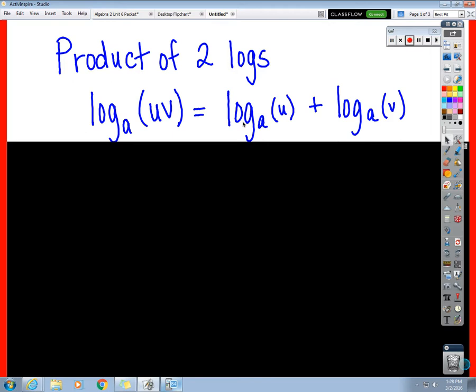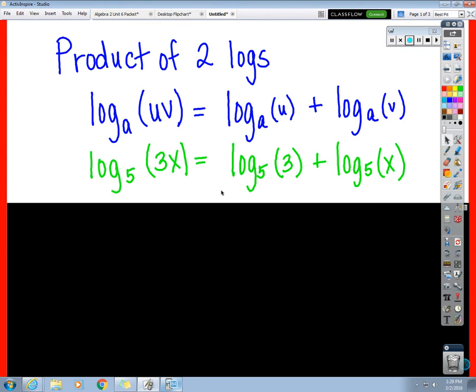Whenever you're given something like this, like I'll show you one with numbers also, you have a product like u times v or 3 times x. When you're asked to expand it, you write log twice. The reason you're writing it twice is because you're multiplying two things together. So for the first one, it would be log base a of u, and for the second log, it's log base a of v. Anytime you're dealing with a product of two logs, when you expand it, you write an addition sign between them.